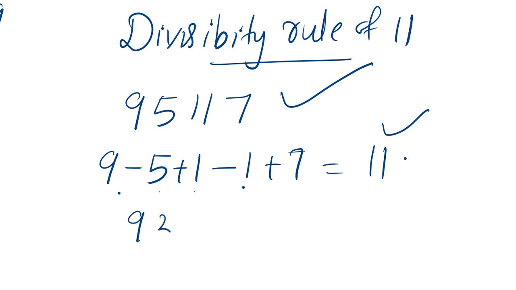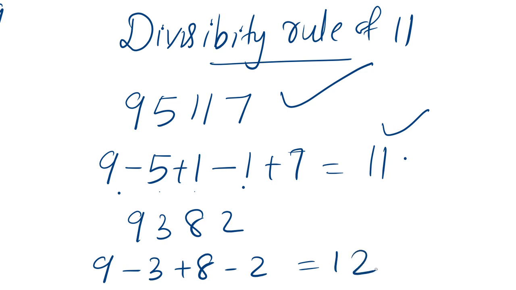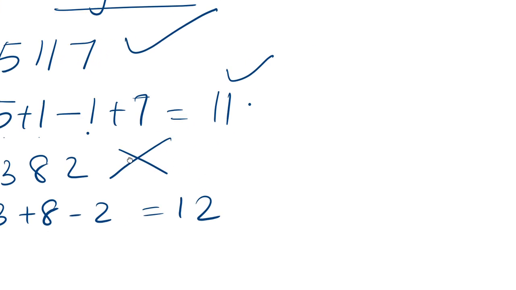What about this one? 9382. So 9, then minus 3, plus 8, minus 2. 9 minus 3 is 6. 6 plus 8 is 14. 14 minus 2 is 12. This one is not a multiple of 11 or 0. So this number is not divisible by 11. Okay, then this is the divisibility rule of 11.